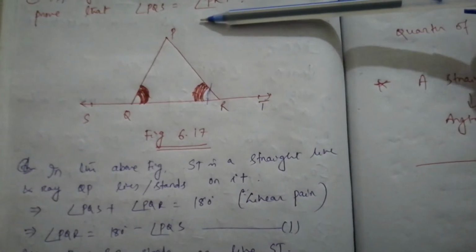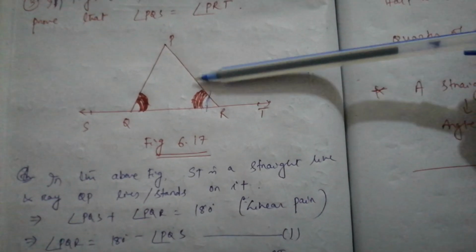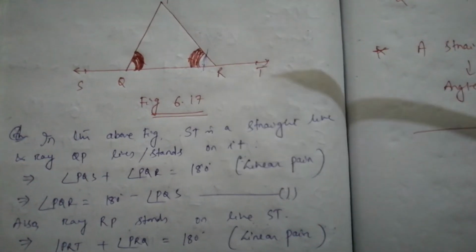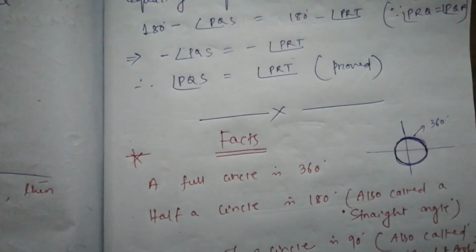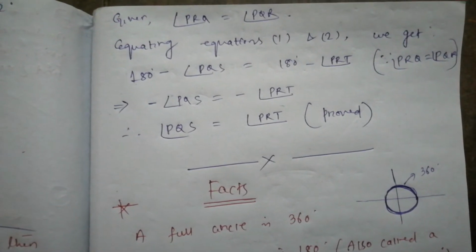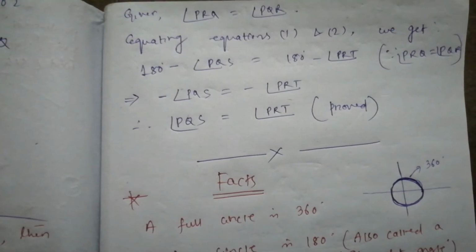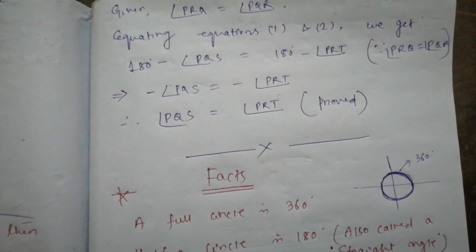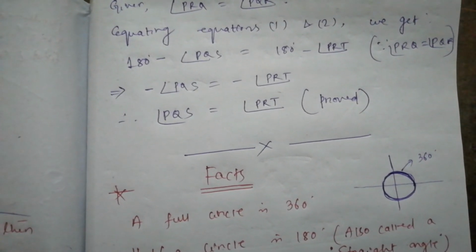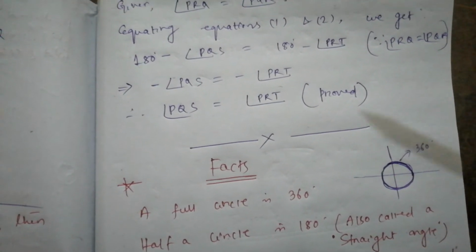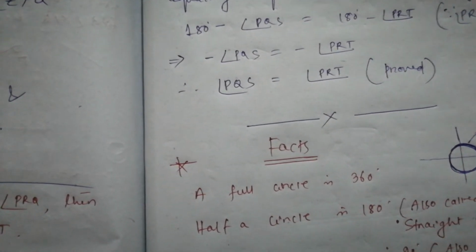Also ray RP stands on the line ST. So we can write that angle PRT plus angle PRQ equal to 180 degree, and this is also due to linear pair theory. Fine. So we can write here what is given. Given is angle PRQ equal to angle PQR. So equating equation 1 and 2, we get 180 degree minus angle PQS equal to 180 degree minus angle PRT, because angle PRQ equal to angle PQR, and solving this we will get that angle PQS equal to angle PRT, and this is proved.